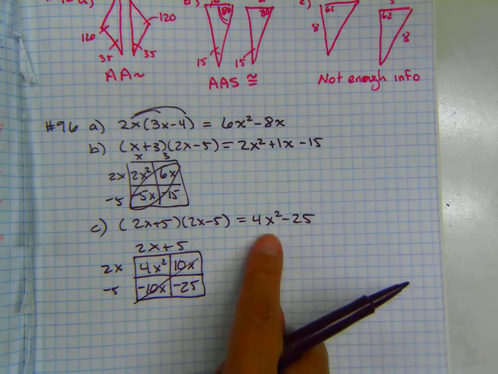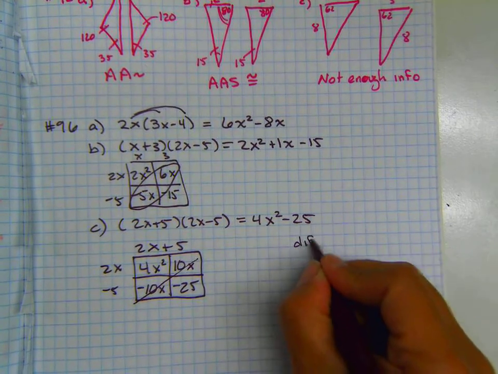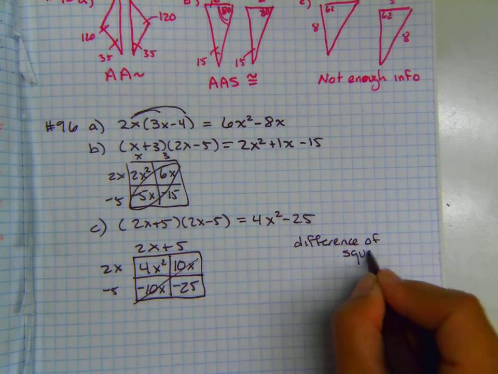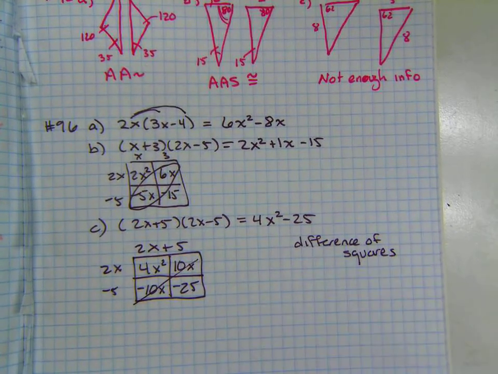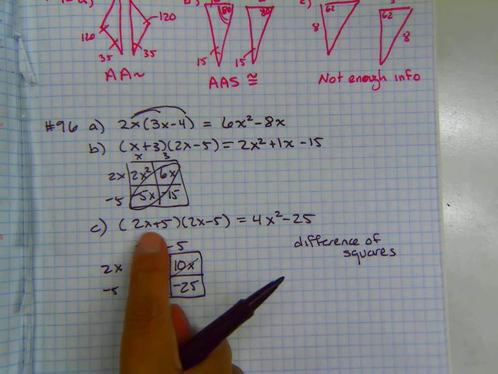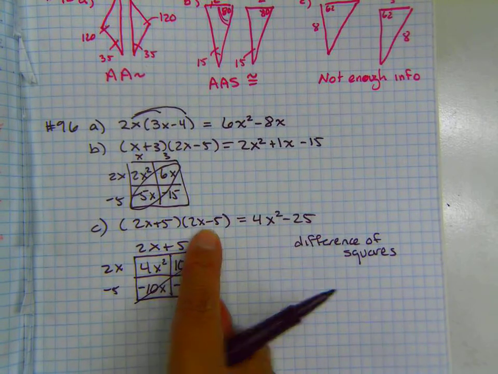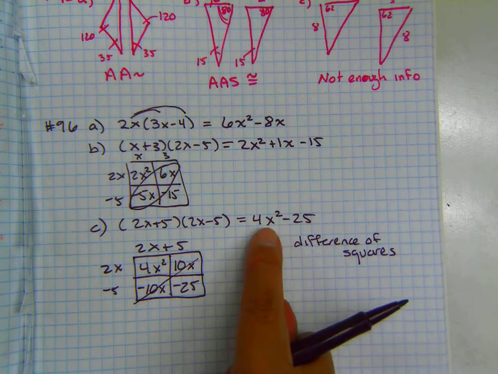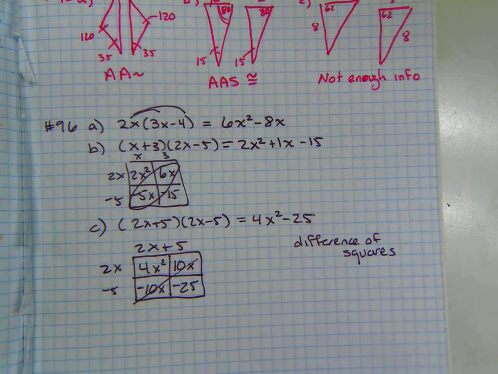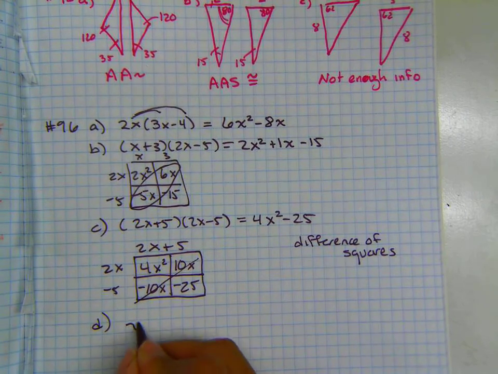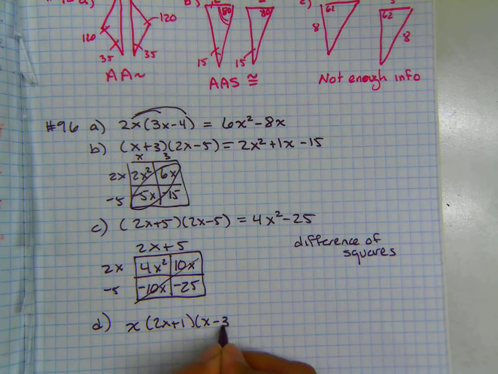This is actually a special case called a difference of squares. You might want to add that onto your notes just because it comes up quite often. So basically what we have is the same thing written twice, but just one with a plus, one with a minus sign. And if you look at your final answer, they're perfect squares, so that's why they call it a difference of squares.